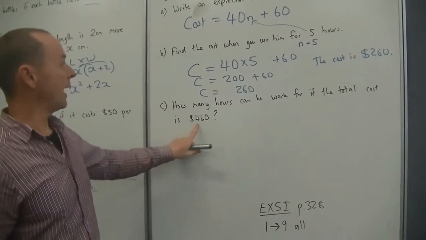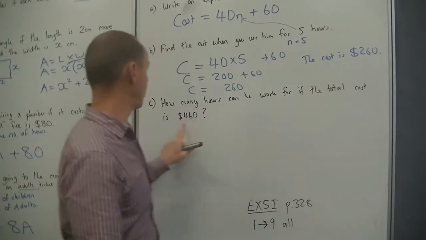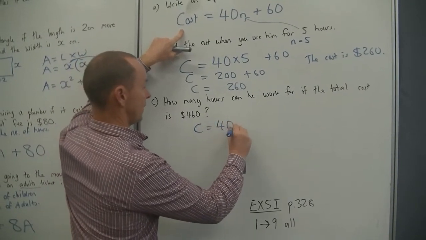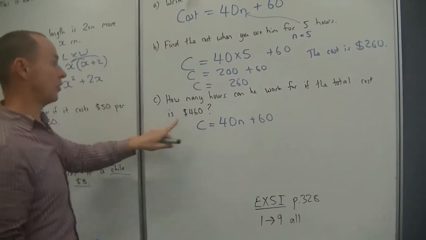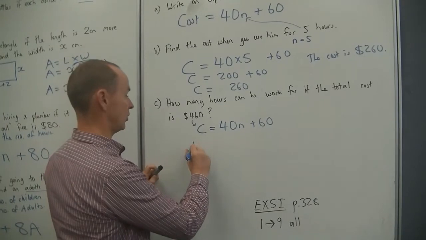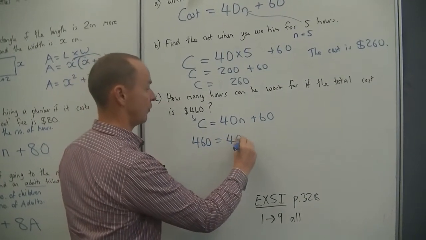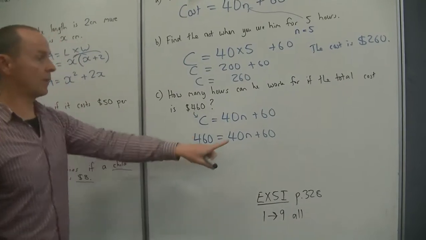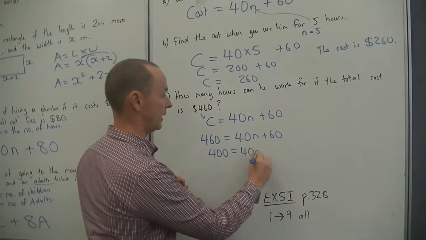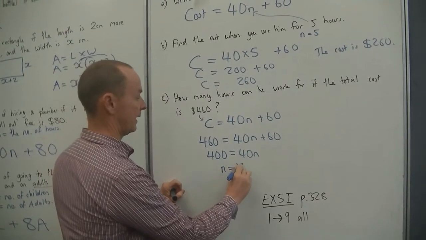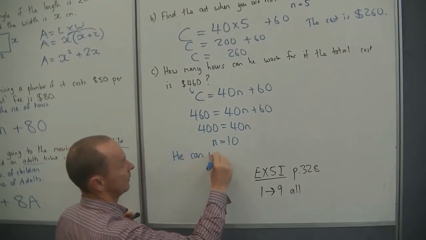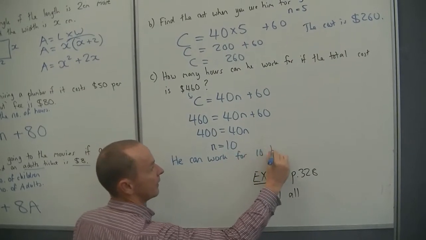And then the last one, how many hours can he work for if the total cost is $460? Again, we're going to use our formula, C equals 40n plus 60, but this time we know the total cost is $460. So we're going to substitute that into this side of the equation. 460 equals 40n plus 60. And rearranging the equation, you minus 60 from both sides, you get 400 equals 40n. Divide both sides by 40 and you get n equals 10. Answer it in words. He can work for 10 hours.